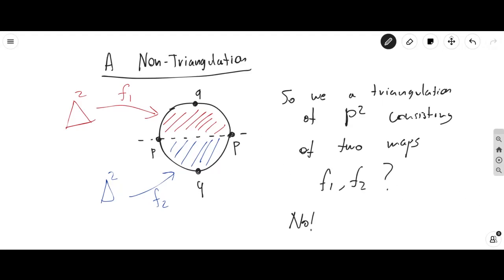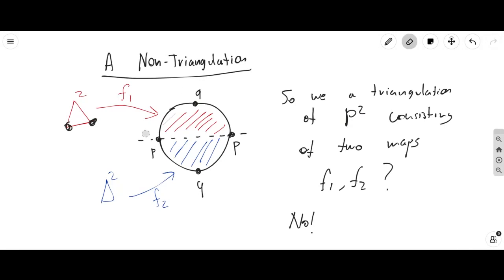And the answer is no, because the condition for being a triangulation is that these maps need to be homeomorphisms. The issue is that in this triangle, notice that P and P are the same. So two points of this triangle are different in the two-dimensional simplex, but when you map it into the projective plane, they become the same. It's almost as if you're gluing these together as you map it into the projective plane. So that is not a homeomorphism.